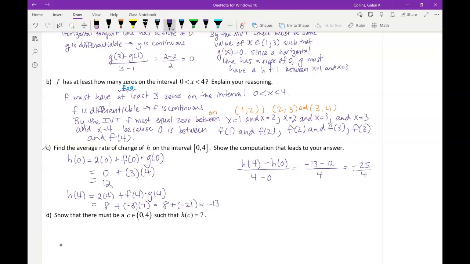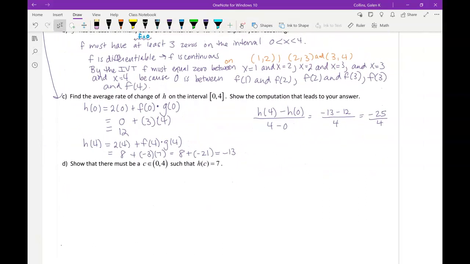I would encourage you to just leave it. You don't need a decimal. Just leave that as -25 fourths. Can't be simplified. All right, last part. Show that there must be a C between 0 and 4 such that h of C is 7. So again, the way this is worded, I am asked to guarantee a value of h, and I'm working with the function h. So if I can apply it, that's the intermediate value theorem. But remember, I can only apply the IVT if h is also continuous.